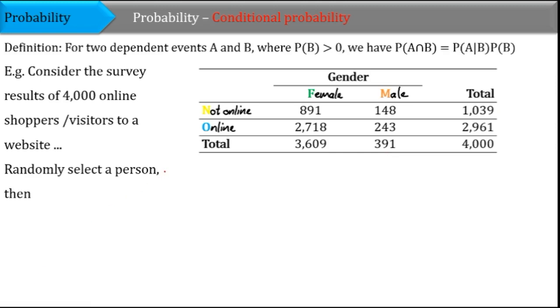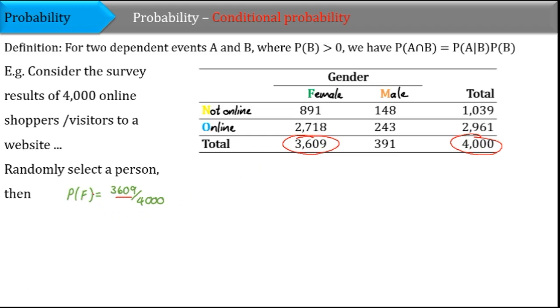Now, if we randomly select a person out of that 4,000, okay, so randomly, remember, we don't know which one we're going to be selecting, then the probability of a female will simply be 3609, which is this over here, divided by 4,000, because this is the total number of elements in the event of being female, and this is the total number of elements in the sample space. Okay, so we're simply dividing the two.